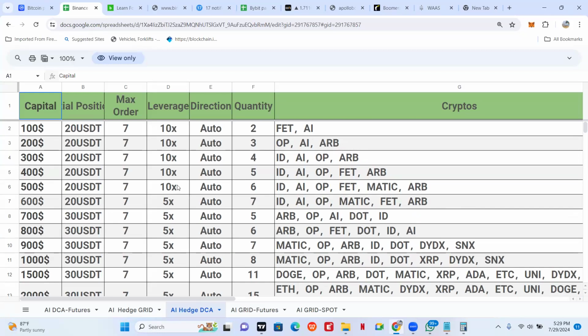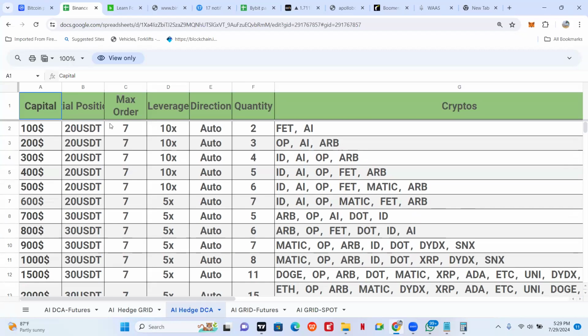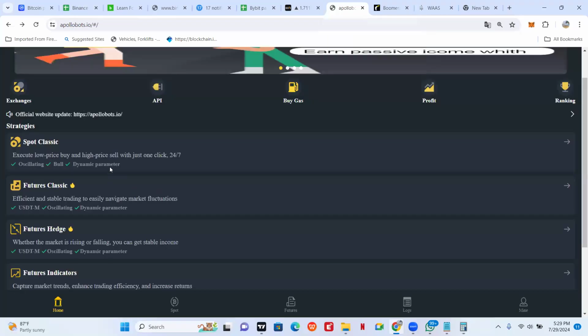I have both charts on my screen, so they don't really differ. Depending on your trading capital, you can set up your futures bot and also your sports bot. So let's go into the futures bot.